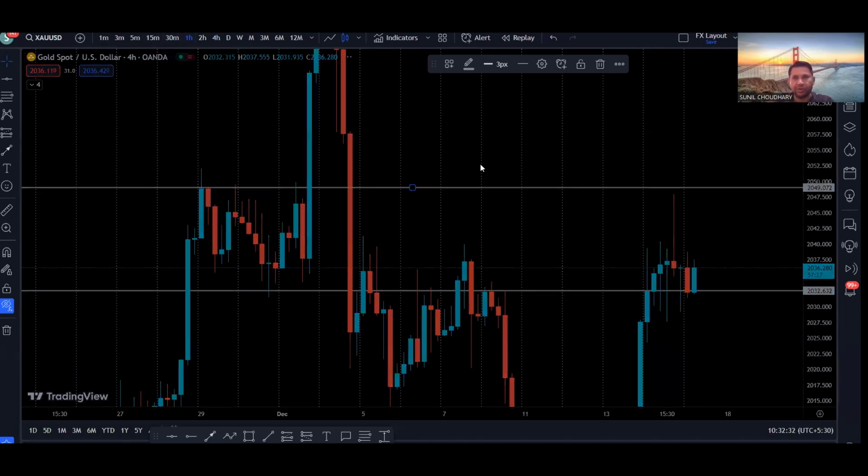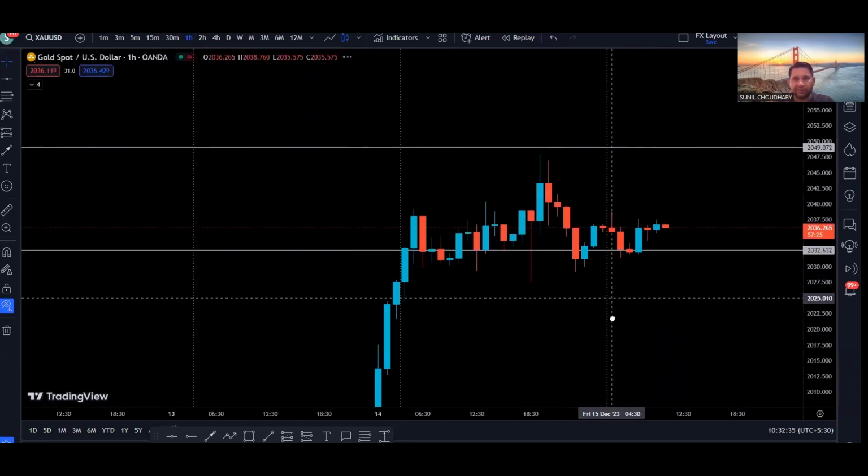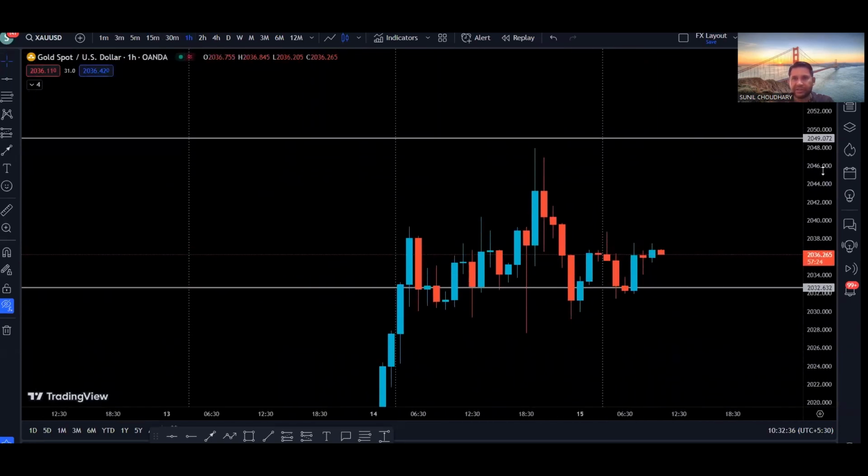Now let's see what the 1 hour was doing. On the 1-hour time frame, we had this level, and this was the 1-hour candle closure. Basically, you can see the close of the 4-hour candle, the 9 a.m. Eastern Standard candle that I told you about. So this was the closure of the 1-hour candle and the 4-hour candle at the same time.